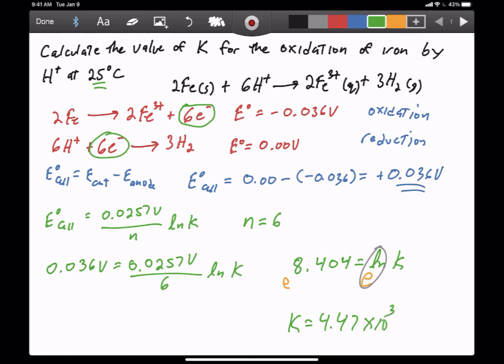So even with such a small E0 cell at 0.036 volts, we still get a very sizable K. That large size tells us that this reaction will be shifted far towards the reactant side at equilibrium. So hopefully all of that calculation makes sense. If it does not, make sure that you contact me.